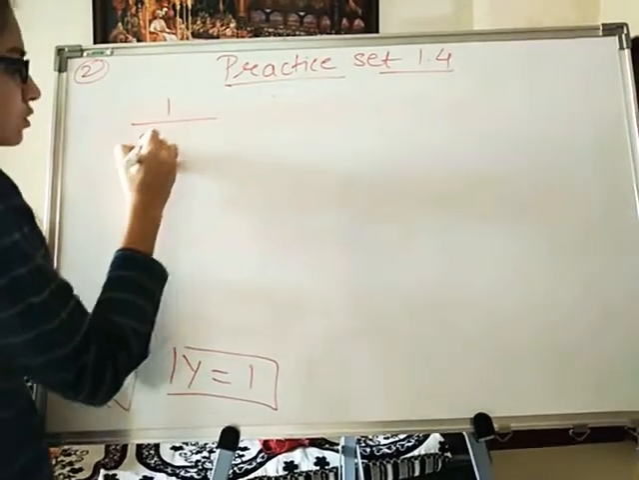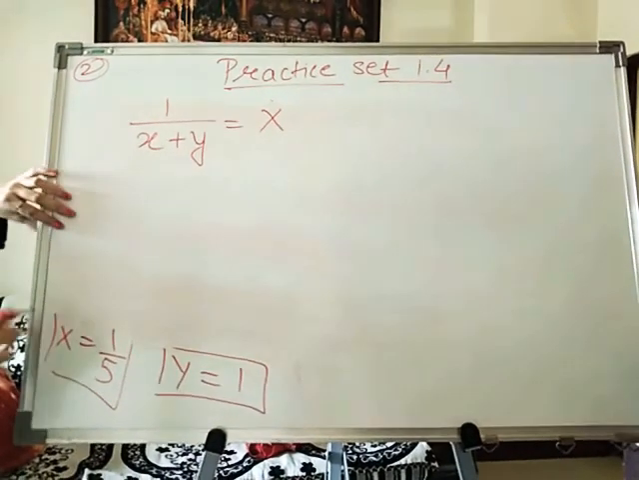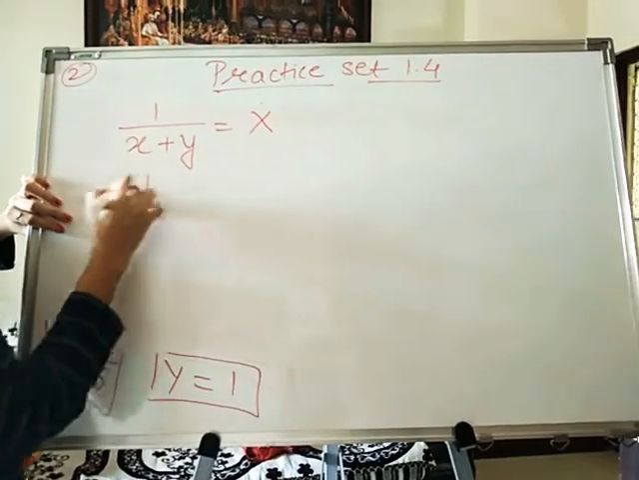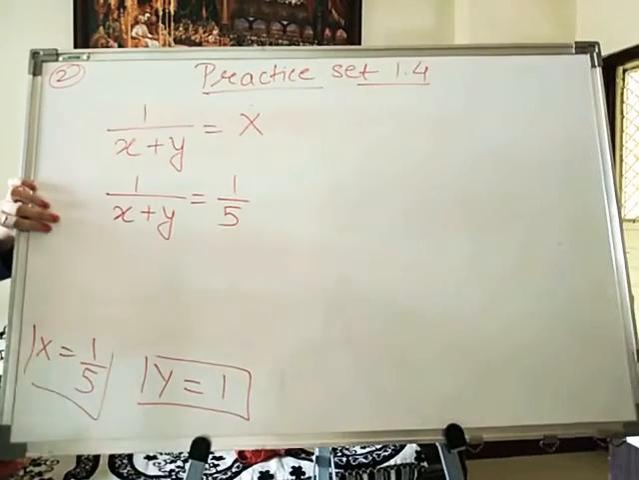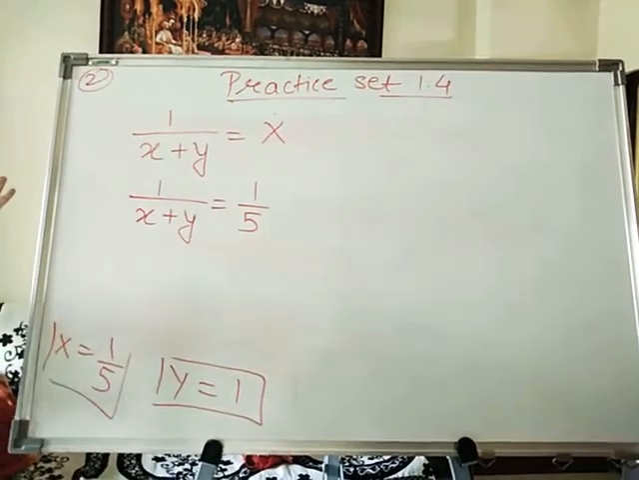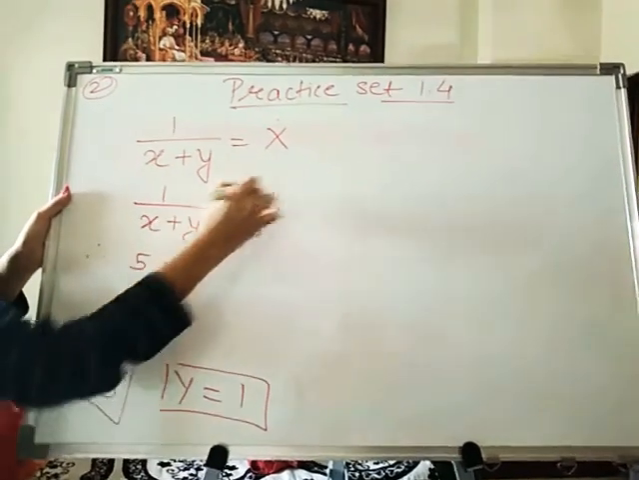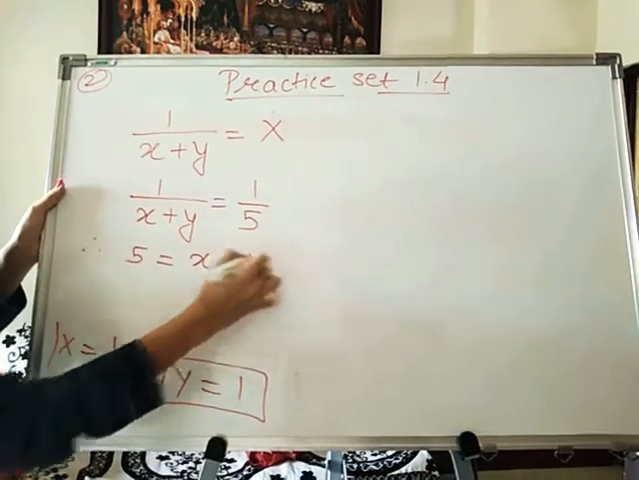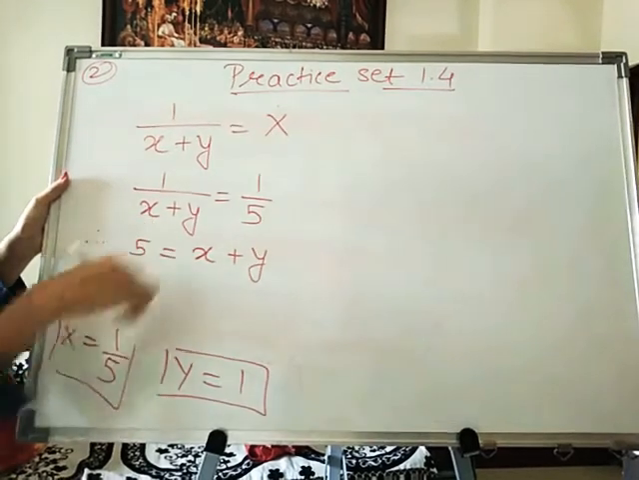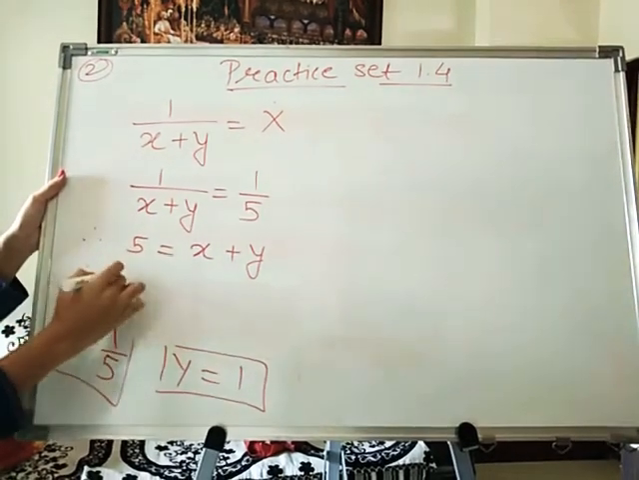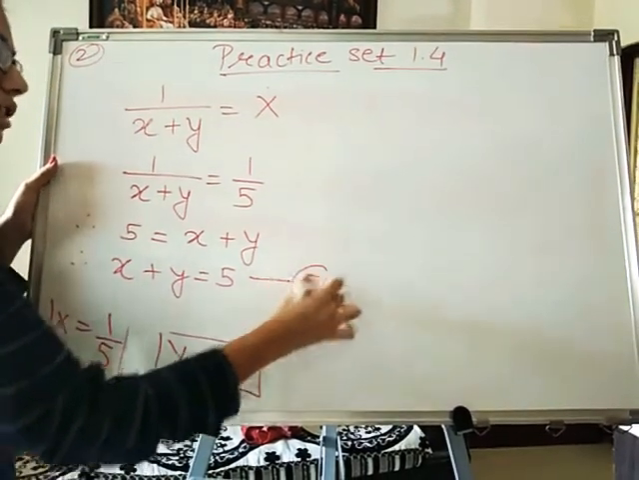So 1 upon small x plus small y was your capital X. Now substitute this capital X in this equation. What will you get? 1 upon x plus y as it is, equal to 1 upon 5. What is the next step now? It is very obvious, cross multiplication. So 5 1s are 5. X plus y into 1 is x plus y itself, because any number multiplied by 1 is the number itself. So 5 is equal to x plus y. You will get a new equation, that is x plus y is equal to 5. This is your new equation, equation number 5.